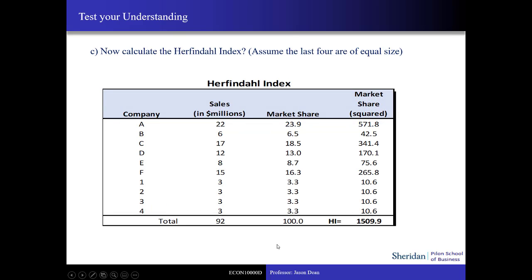And here's the solution. The market share for these last four is 3.3% each. That's obtained by taking the 3 and dividing it by the 92. So these are our market shares. We square them, that's what this column does, and then we take the sum. And we get that the Herfindahl index is 1509.9.